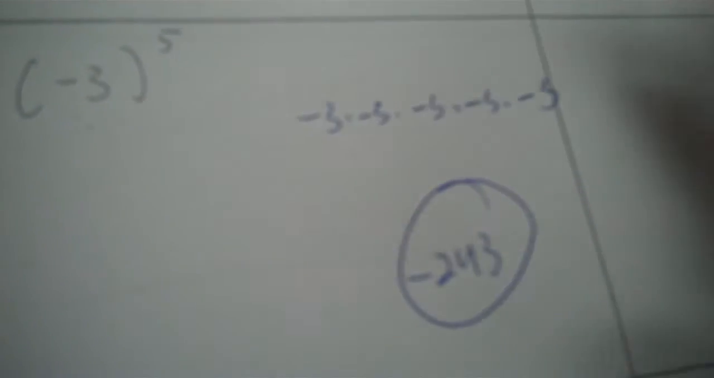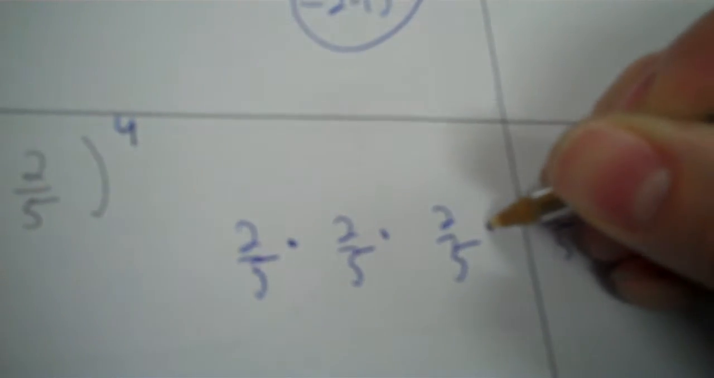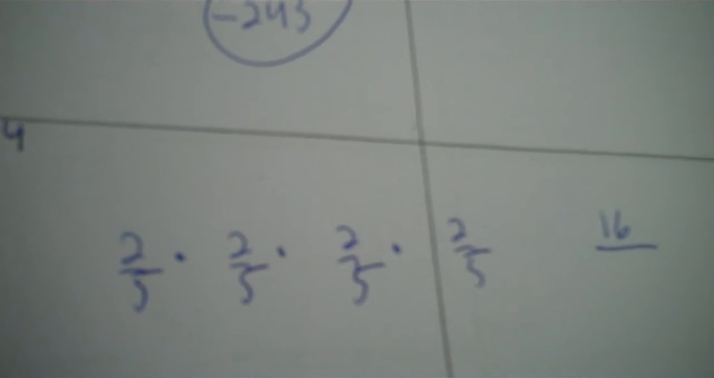When you have a negative base and the exponent's odd, it will remain a negative product. 2/5 to the 4th power, so I write 2/5, 2/5, 2/5, and 2/5. Okay, so 2 times 2 times 2 times 2 is 16. 5 times 5 times 5 times 5 is 625.